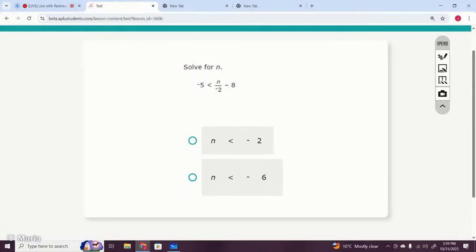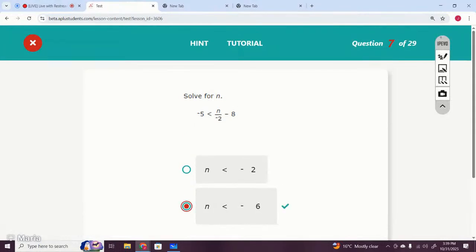Negative 5 is less than n divided by negative 2 minus 8. N is less than negative 6. Option number 2 is the correct option.